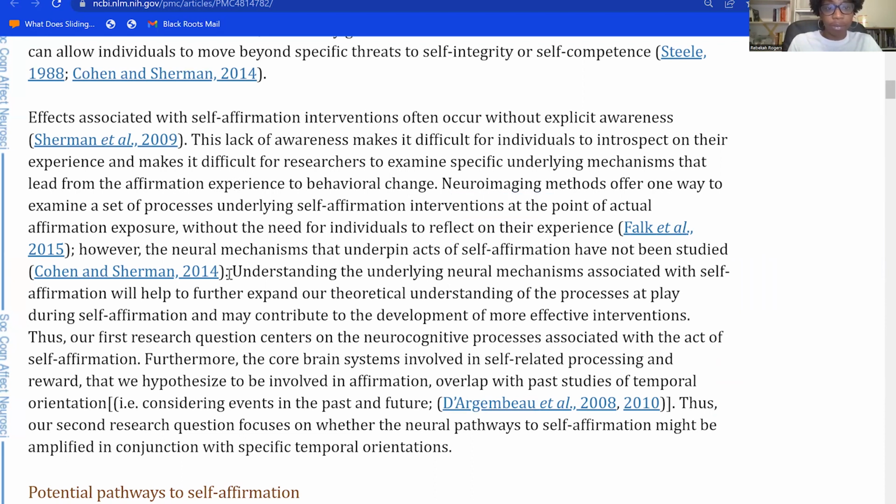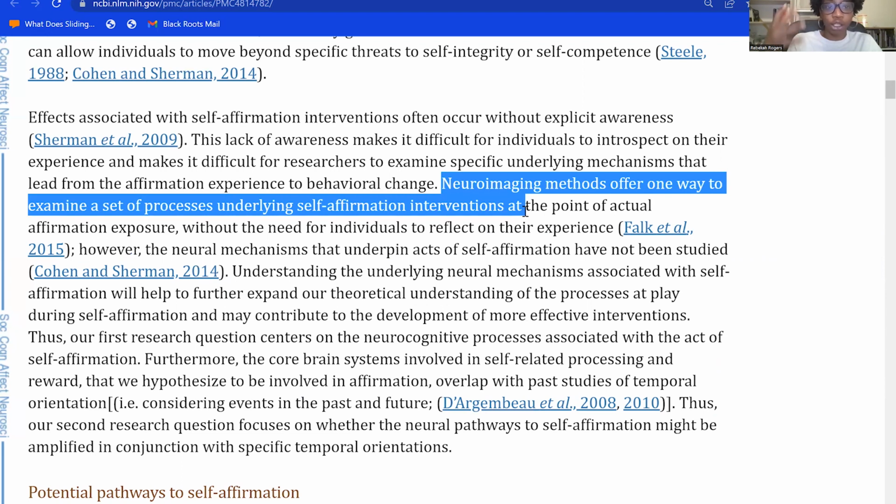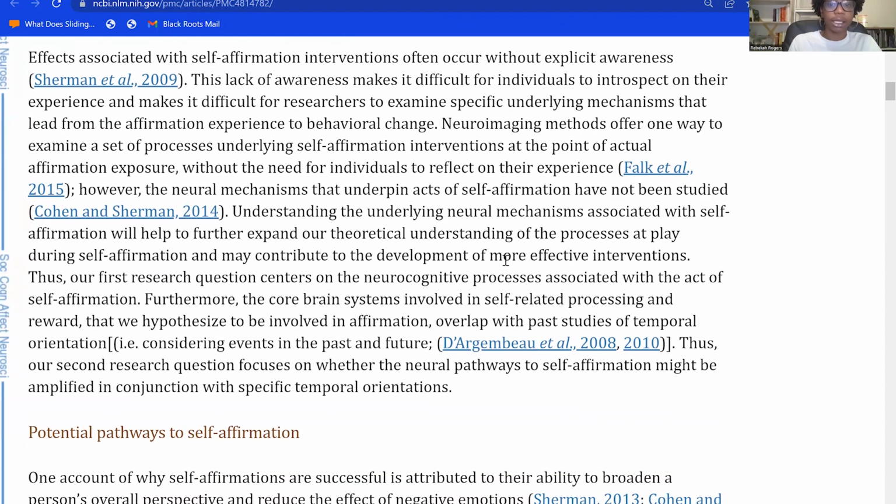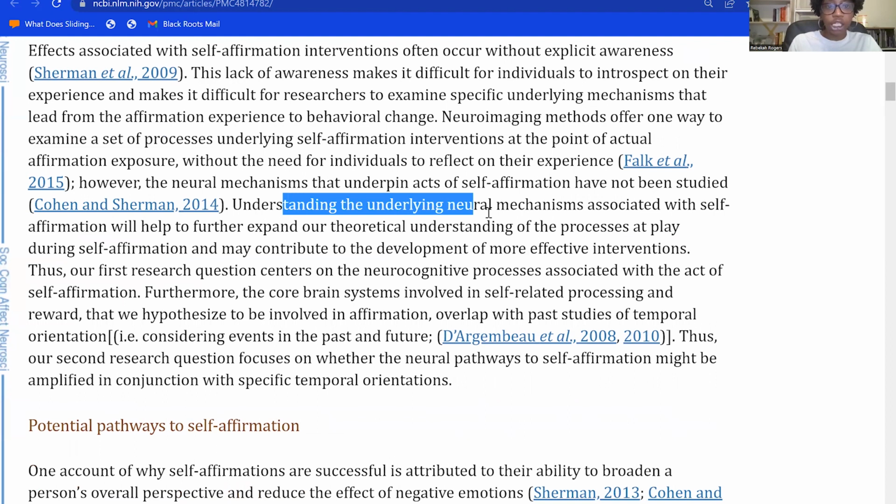Neural mechanisms have not been studied. Again, Sherman and Cohen. So this is presenting that there are some things neuroimaging methods can do, but however, now it's going to present something that wasn't previously stated that is going to provide a challenge, that's probably something the authors themselves are trying to address. The neural mechanisms have not been studied. So I can anticipate that that's what the authors are trying to do, is actually study those neural mechanisms. And then it says understanding the mechanisms will help further expand the understanding, and so on.